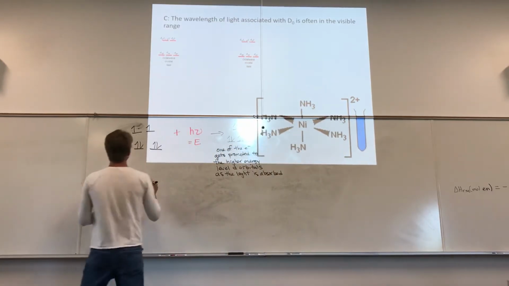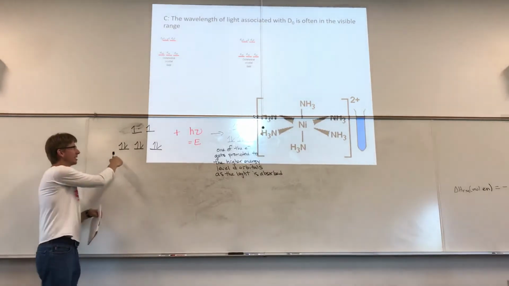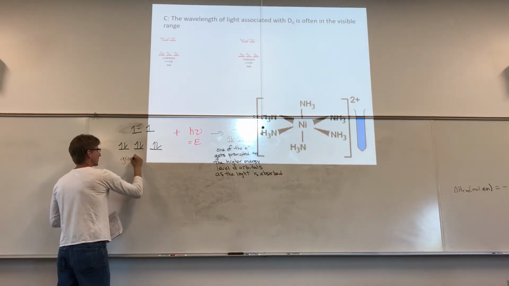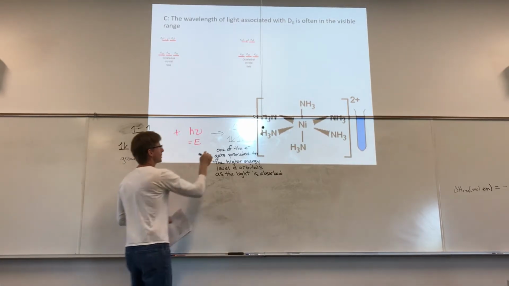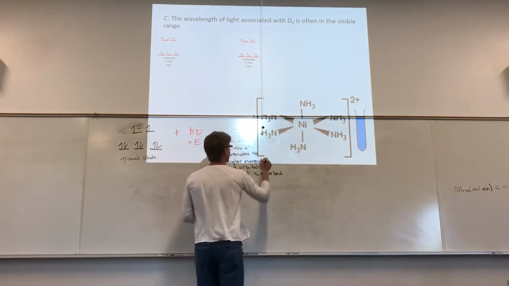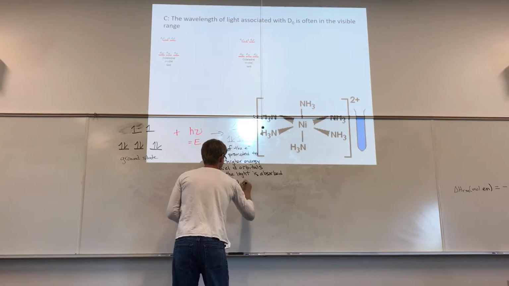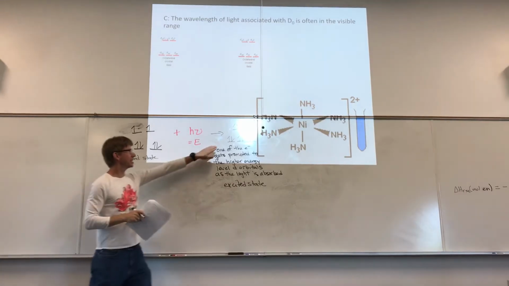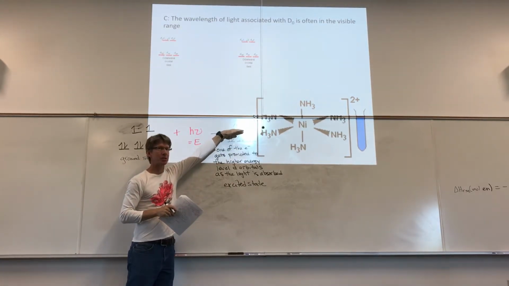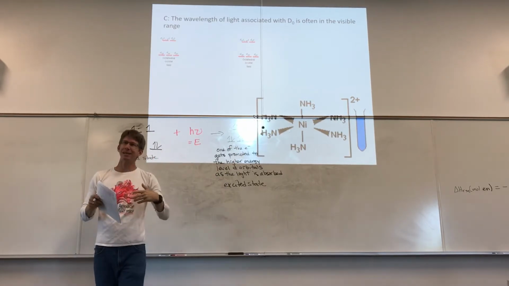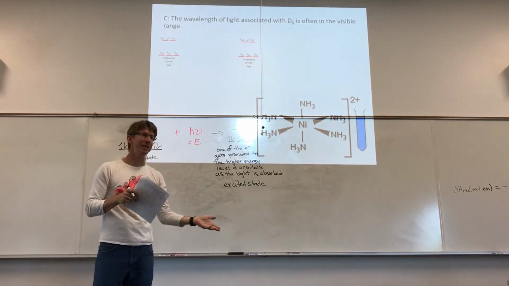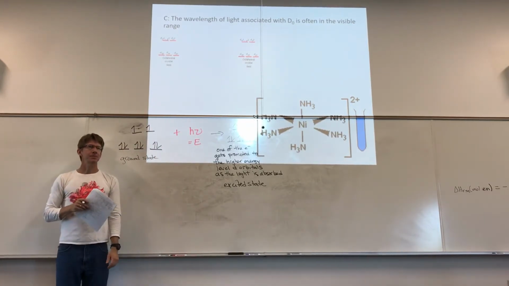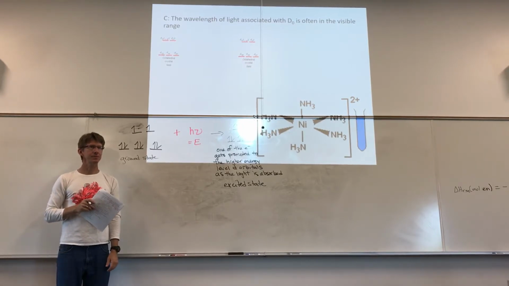The last thing, just to state it explicitly: this is the ground state because the electrons are in their lowest energy positions, and this is an excited state. That's important because as soon as the light is absorbed and the electron gets promoted, the electron will go back down, and that energy is either given off as a small amount of heat or as other light portions.